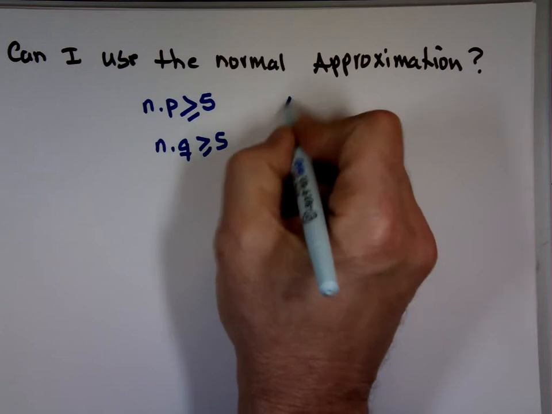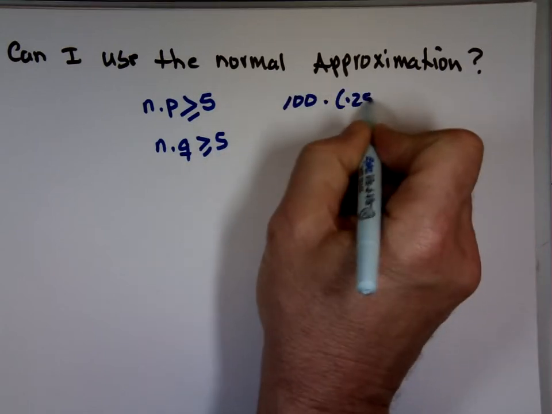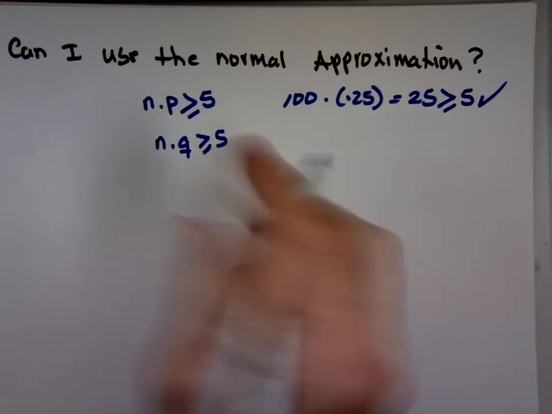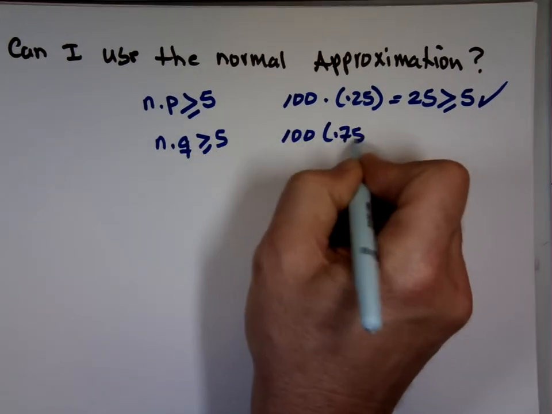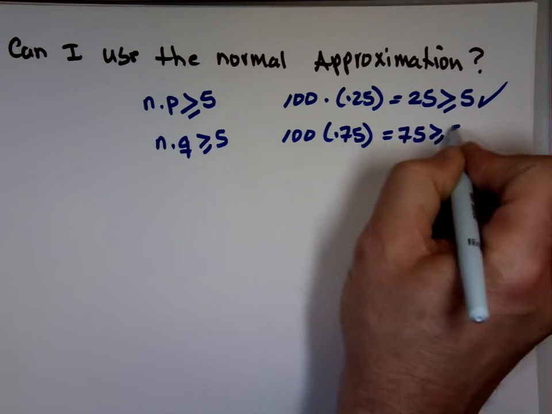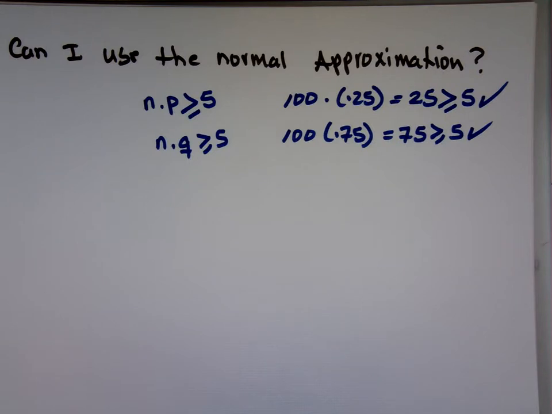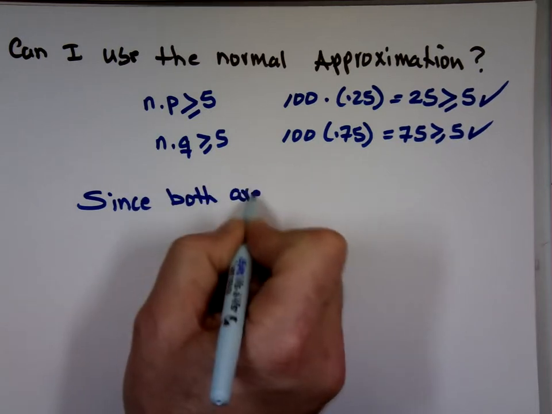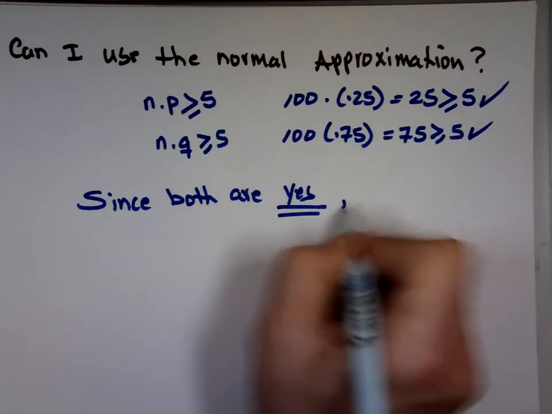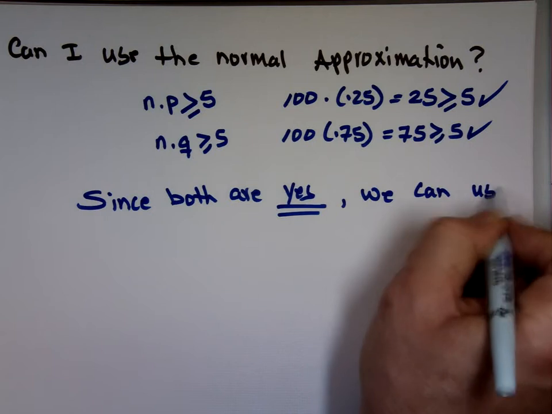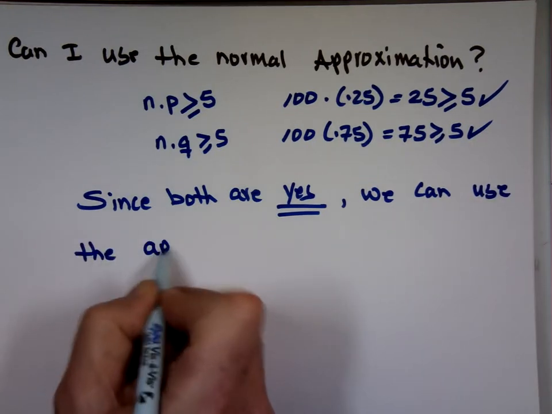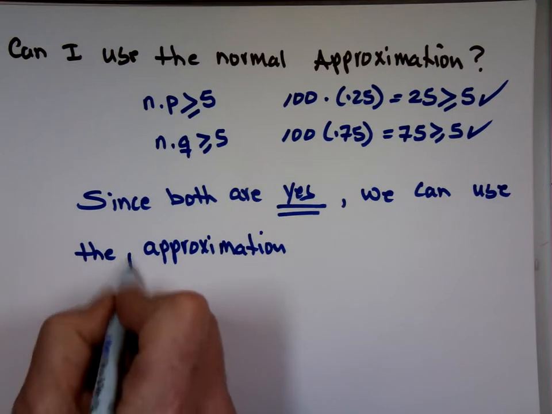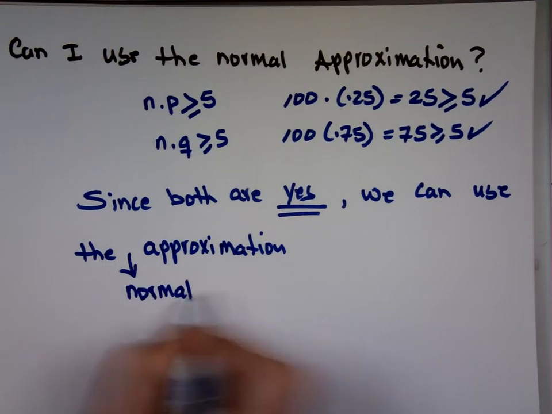So in this example, n is 100, and p is 0.25. So what do you have? You have 25. Is 25 bigger than 5? Yes. n times q, 100 times 0.75, which is 75. Is that bigger than or equal to 5? Yes. So both of these conditions are yes and yes. Since both are yes, we can use the normal approximation, because we're going to treat this as a normal distribution problem.